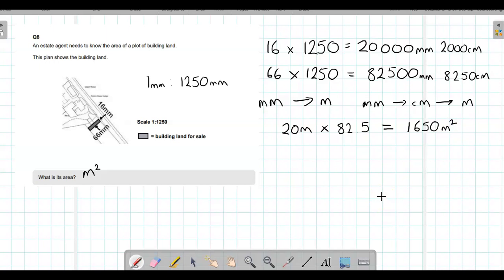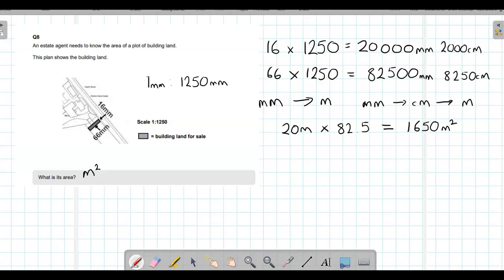You do get marks for correctly using the scale to calculate. If you got to the 20,000 stage and the 82,500 stage, you would get marks recognising you'd used that scale correctly. But obviously to get full marks, you've then got to calculate the area of that rectangle. So how did you find that one? Some people find that one quite hard, but it's just finding the steps and then working through them.